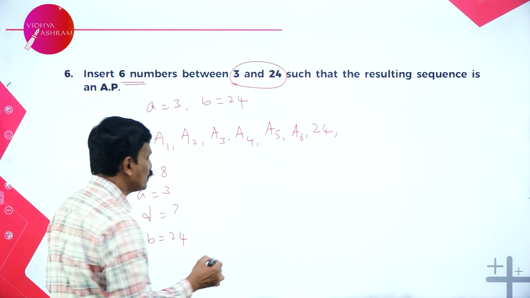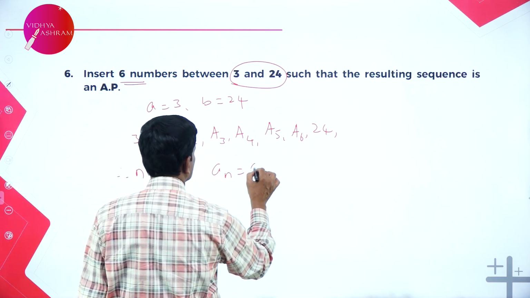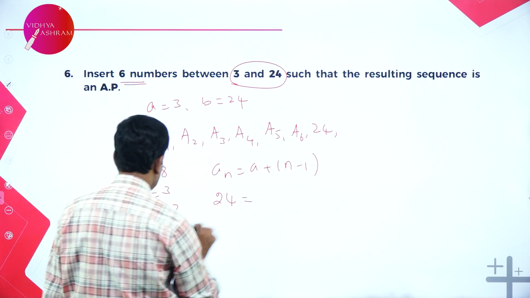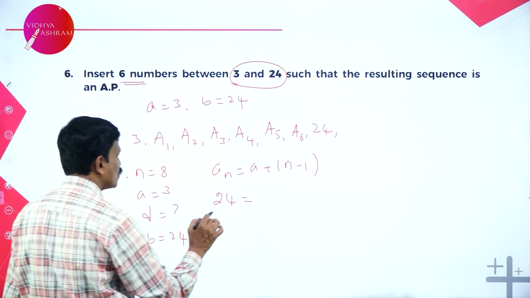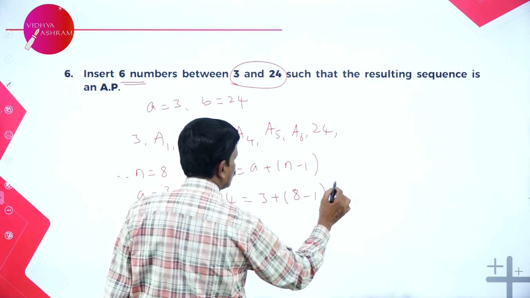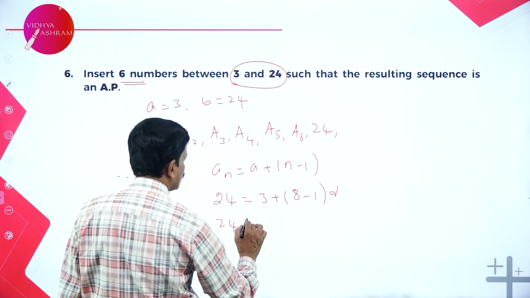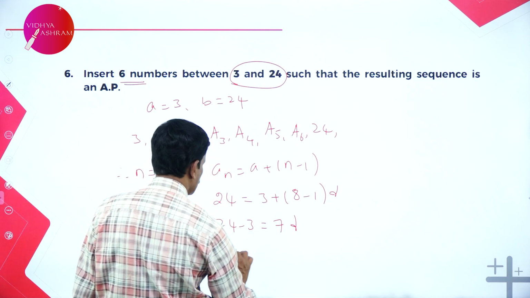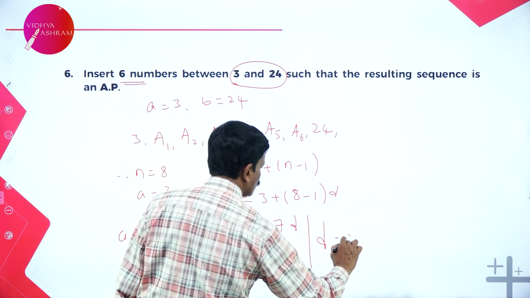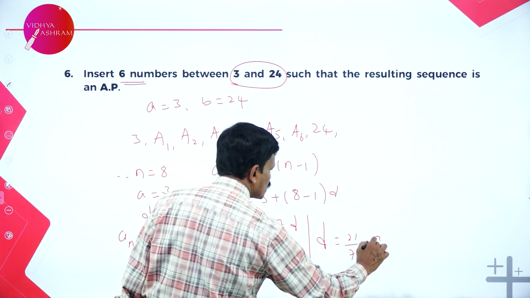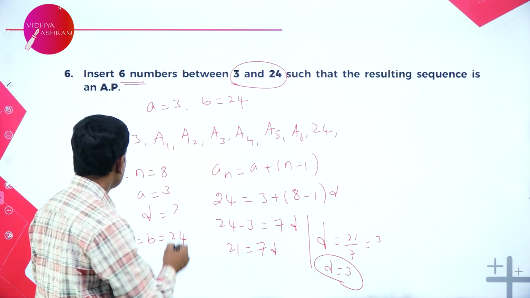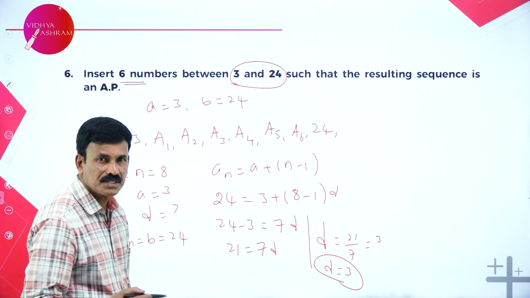Now we know the formula for nth term. an is equal to a plus n minus 1 into d. That is 24, this is an. 24 is equal to a, a is 3, plus n is 8 minus 1 into d. 24 minus 3 is equal to 7d. So 21 is equal to 7d. Therefore, d is equal to 21 divided by 7, that is equal to 3. d is equal to 3. The common difference is 3. So first term is 3 and common difference is also 3.